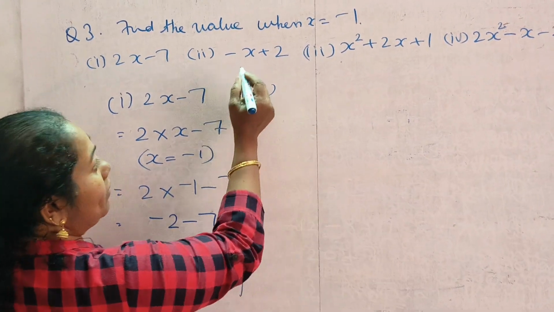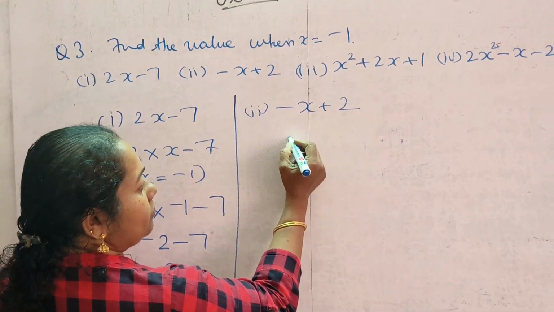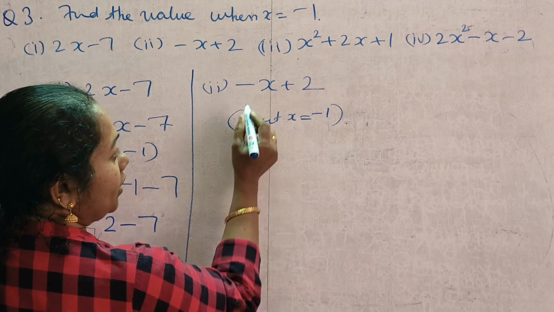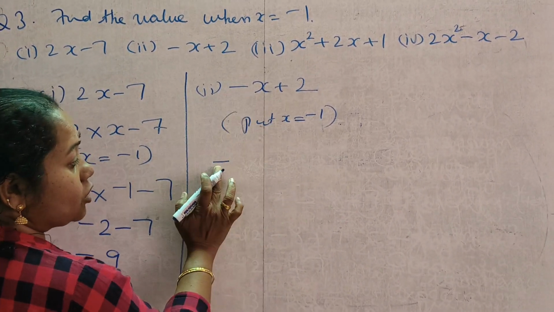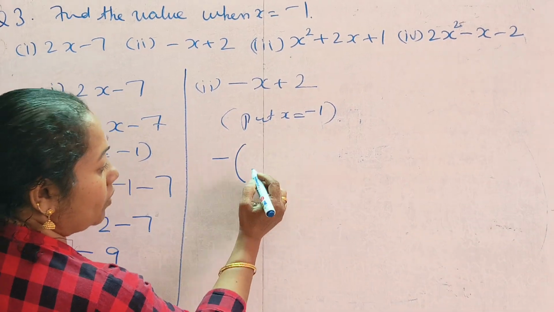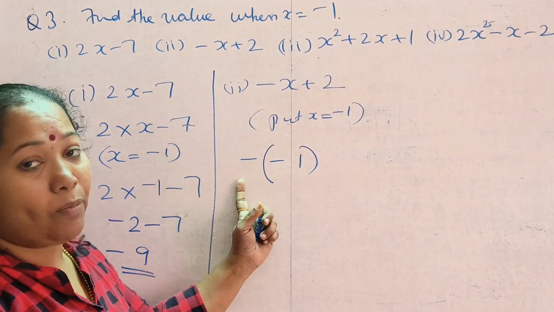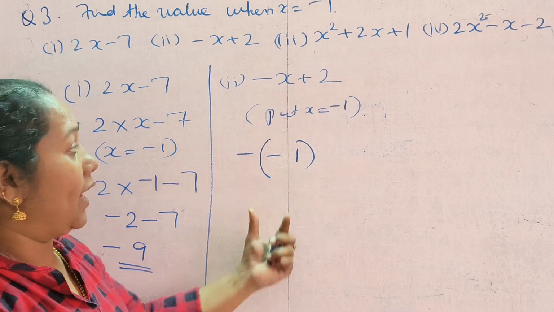Now number 2, minus x plus 2. In this we have to put x is equal to minus 1. So in the value of minus x we will put, with this minus already there, so we will put the minus here. And now the value of x is minus 1, so we will put it inside the bracket. Already minus is there, that will be outside. And the value of x is equal to minus 1 should be put inside the bracket.